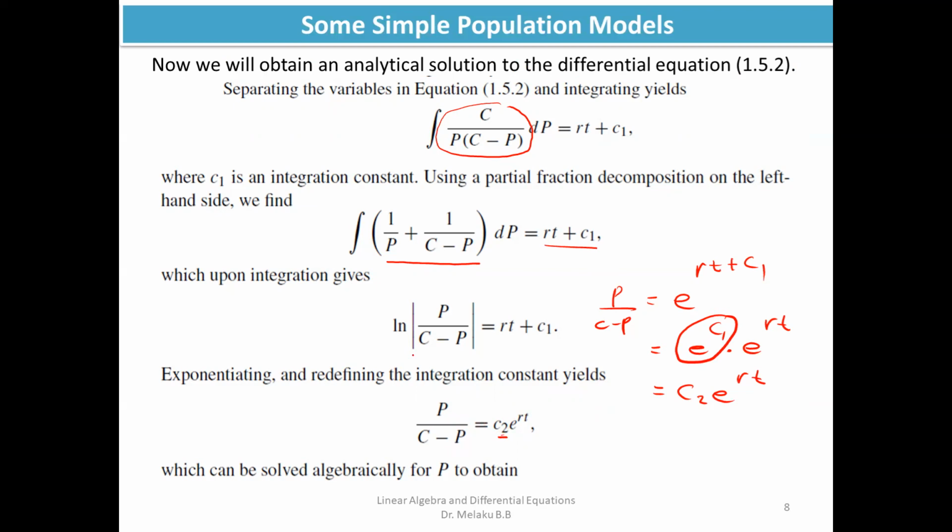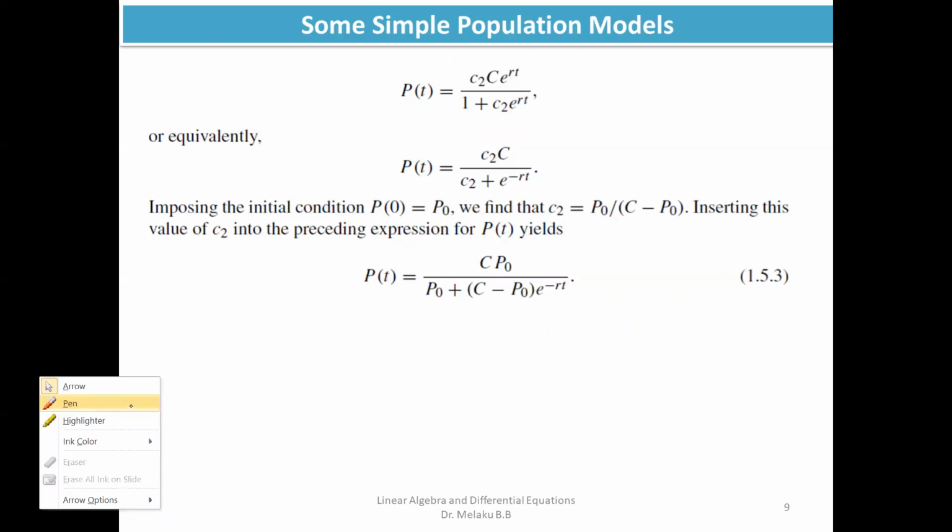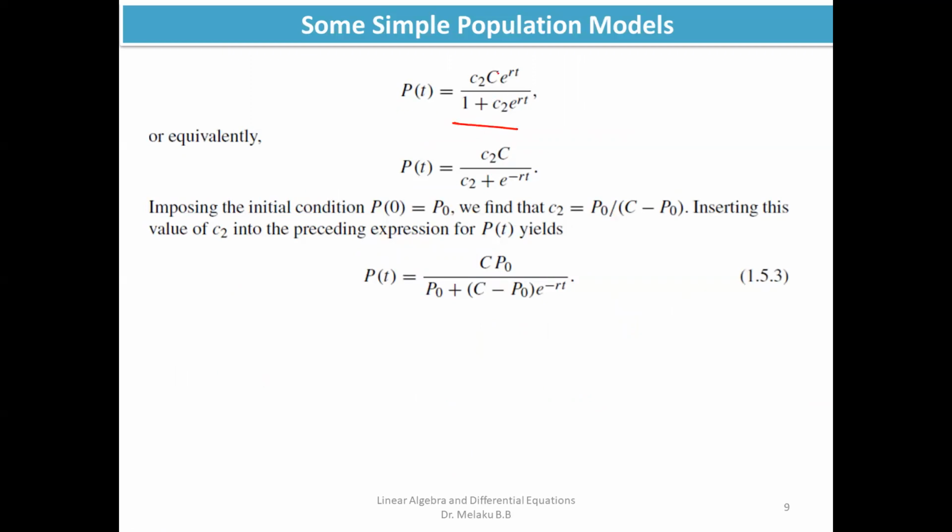And of course, you can rearrange this algebraically, then you can solve for P explicitly. And this is the explicit solution for P. So P(t) will be c2 times C e raised to rt over 1 plus c2 e raised to rt. And this P(t) and the previous expression are one and the same, equivalently.